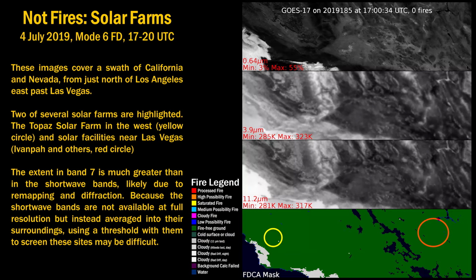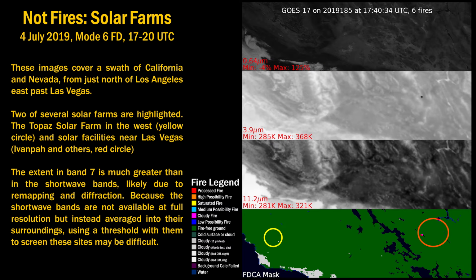Not fires, solar farms. 4th of July 2019, Mode 6 full disk, 17 to 20 UTC. As mentioned earlier, solar farms can cause false alarms in FDCA data. These images cover a swath of California and Nevada from just north of LA and east past Las Vegas. Two of several solar farms are highlighted.